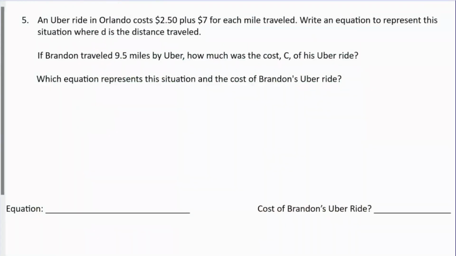All right, number 5. An Uber ride in Orlando costs $2.50 plus $7 for each mile traveled. Write an equation to represent this situation where D is the distance traveled. If Brandon traveled 9.5 miles by Uber, how much was the cost C of his Uber? Which equation represents the situation and the cost of Brandon's Uber ride?